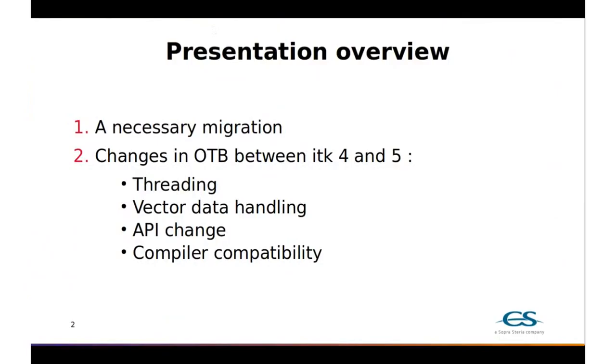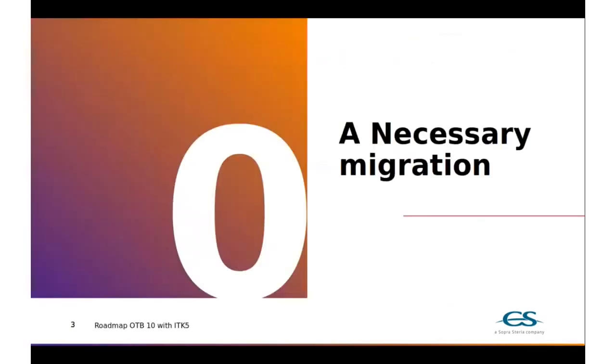So it became now in 2024 a necessary migration because ITK4 is not maintained anymore, and there are interesting changes that came with ITK5, like pip install ITK, which can enable pip install OTB. There were also changes in threading, in vector data, and in compiler compatibility, which is a lot of interesting changes.